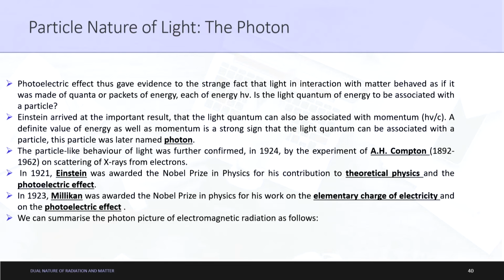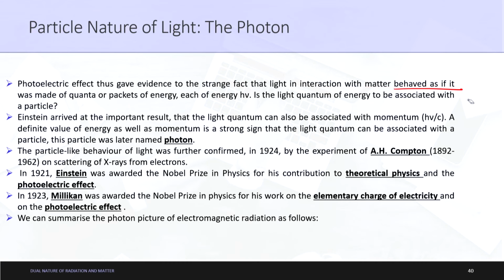Let me go very slowly because different scientists have explained a little bit about the experimental analysis here, and then we can go on to the main crux idea. So, the photoelectric effect thus gave evidence to the strange fact that light in interaction with matter behaved as if it was made of quanta or packets of energy, each of energy h nu. Is the light quantum of energy to be associated with a particle or not?